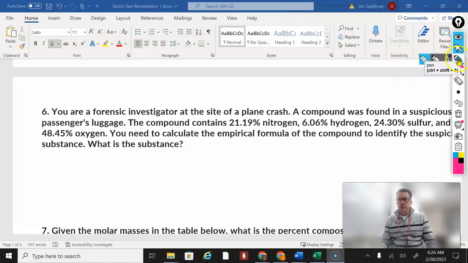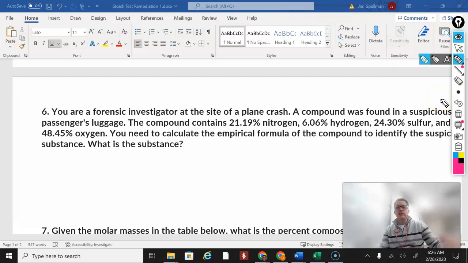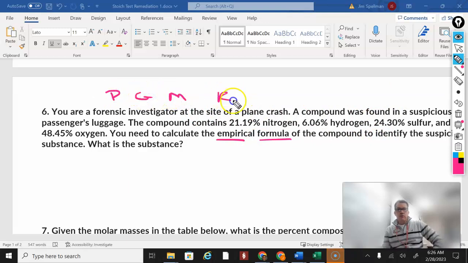All right, finishing this sheet up. Number 6 on this one is a question. It says a forensic investigator, blah, blah, blah. The main question here is you need to calculate the empirical formula. As a reminder, this is the one where I gave you the acronym of please grab my radio.